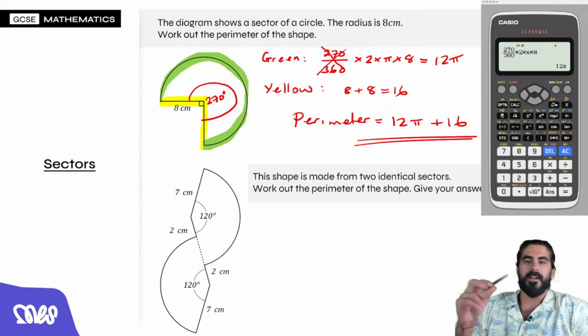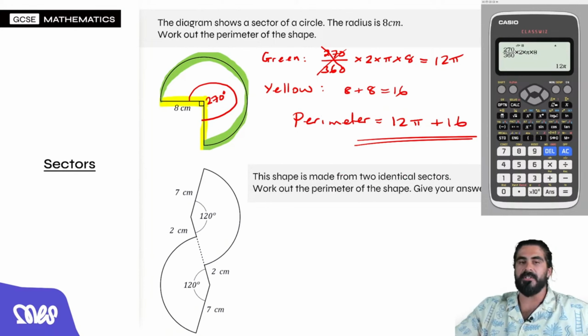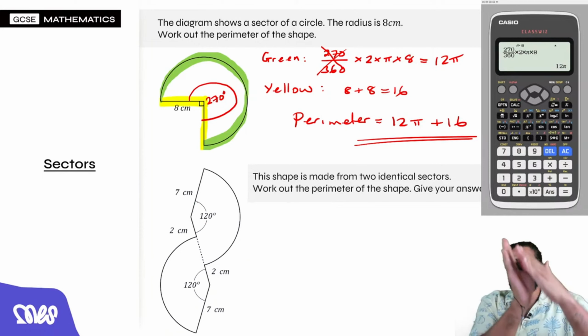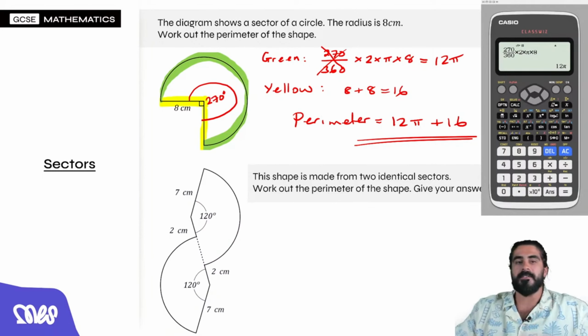All right, next one. This shape is made from 2 identical sectors. Work out the perimeter of the shape. Give your answer in terms of pi. Now this is an interesting one because you can see there are 2 sectors sliding on top of each other, right? So we have to be really careful about what we're adding together.